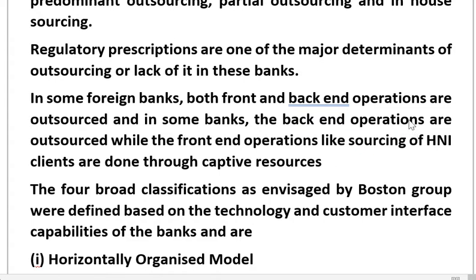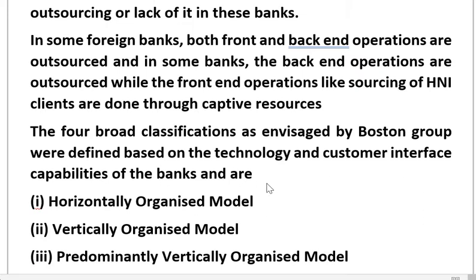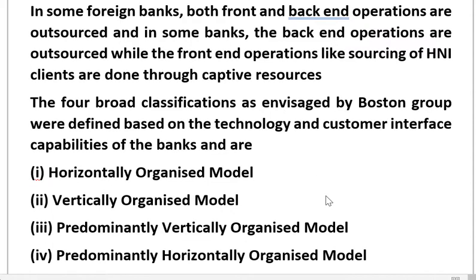Based on the technology and customer interface capabilities of the bank, there is one Boston Group. Boston Group is actually a consultancy agency in America. They have classified this in four broad categories, defined based on technology and customer interface capability of the bank, regarding the services of retail banking: horizontal organized model, vertical organized model, predominantly vertical organized model, and predominantly horizontal organized model. Vertical is common, but when I say predominantly, it means they are focused 100% on the vertical model. And predominantly horizontal means matching with the horizontal, but 100% focusing on the horizontal model.